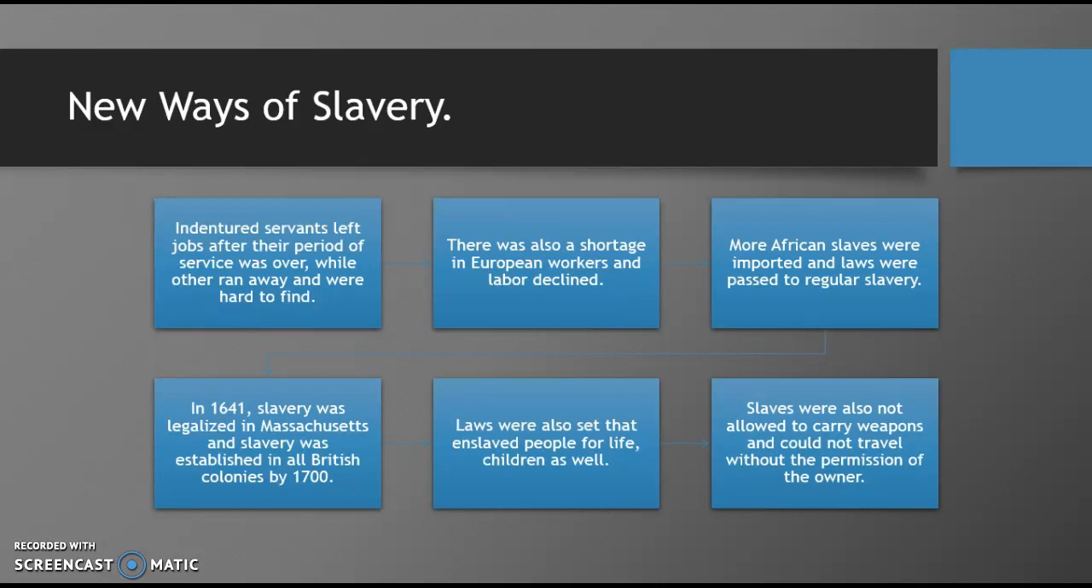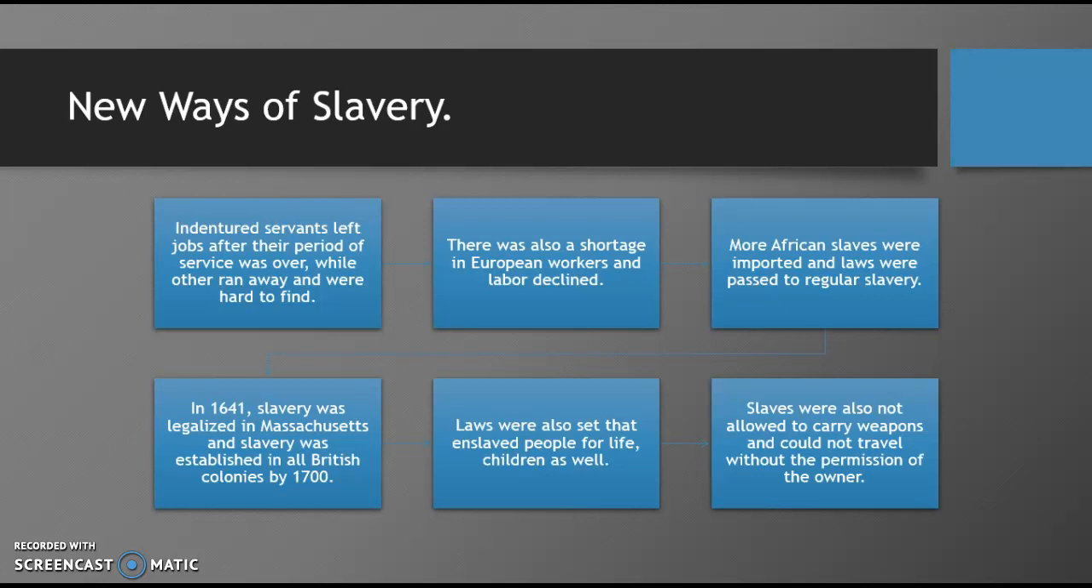So, new ways of slavery. Indentured servants left jobs after their period of service was over, while others ran away and were hard to find. There was also a shortage of European workers and labor declined. So even in Europe, there aren't a lot of indentured servants coming over anymore. Now, more African slaves were imported, and laws were passed to regulate slavery. In 1641, slavery was legalized in Massachusetts, and slavery was established in all British colonies by 1700.